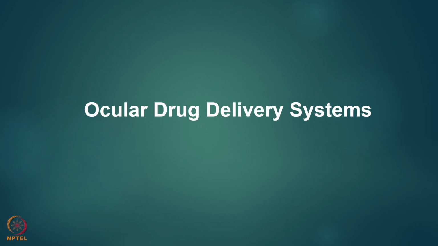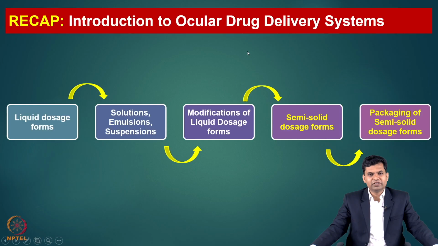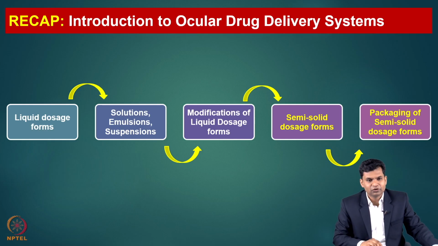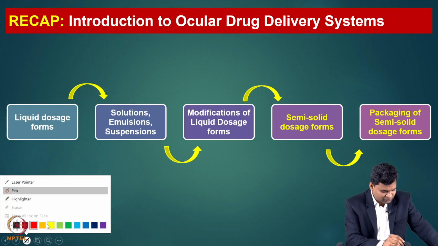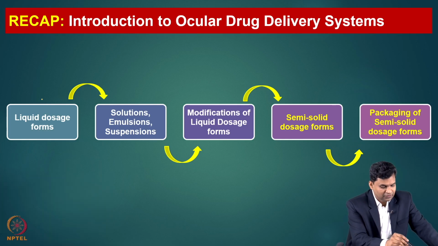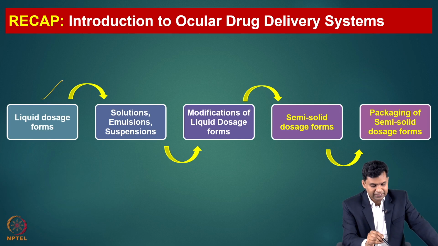So, in our novel drug delivery systems, we started with the new topic, that is ocular drug delivery systems. In that, we are discussing the various types of the ocular dosage forms. In our previous lecture, we discussed the various dosage forms, that is liquid dosage forms: the solutions, emulsions and the suspensions.